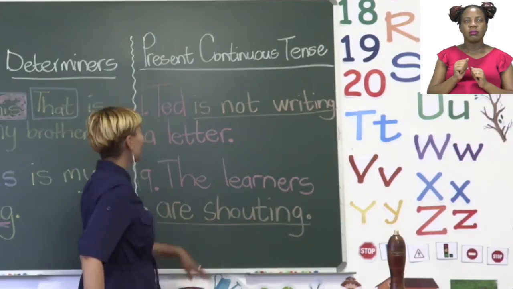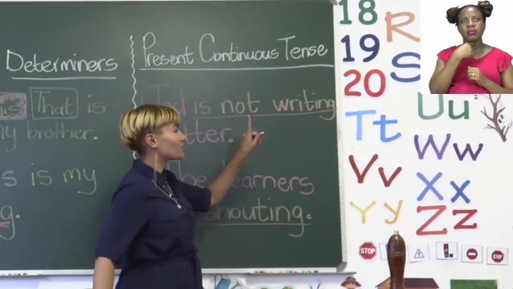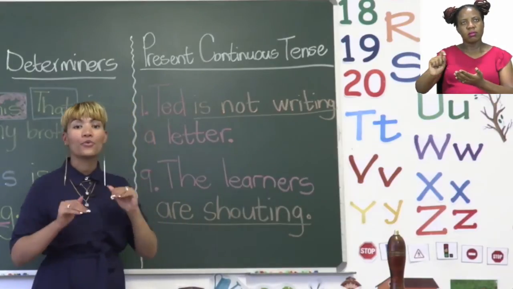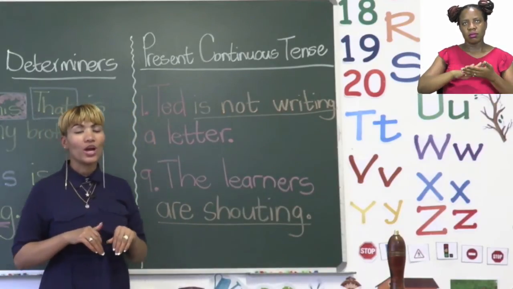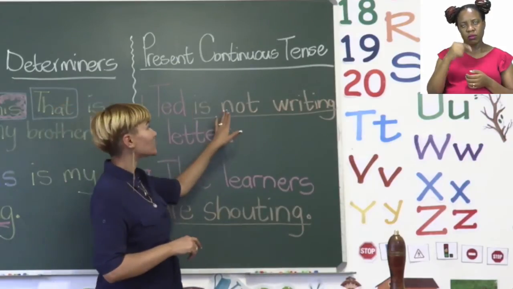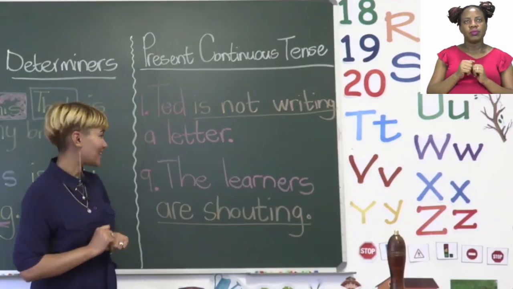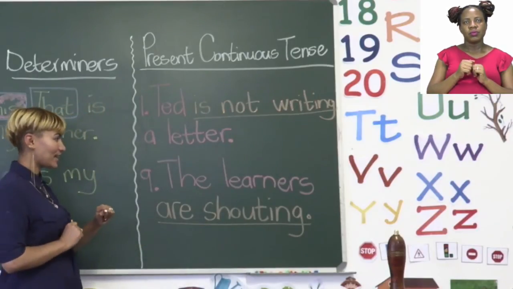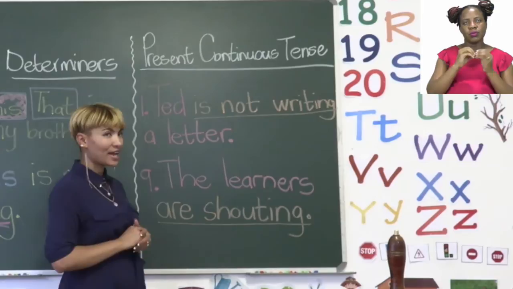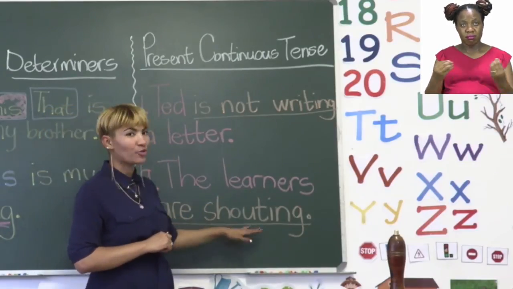Let's have a look. Number 1 reads, Ted is not writing. Remember, present. So we change the word not write to is not writing a letter. Let's try another example. Number 9. So number 9 reads, the learners are shouting.